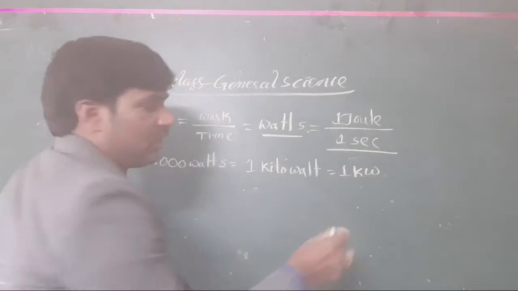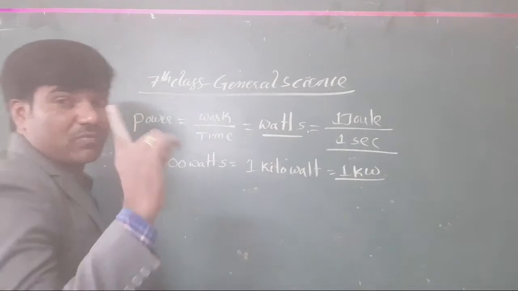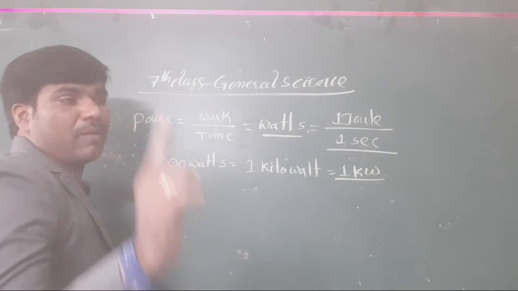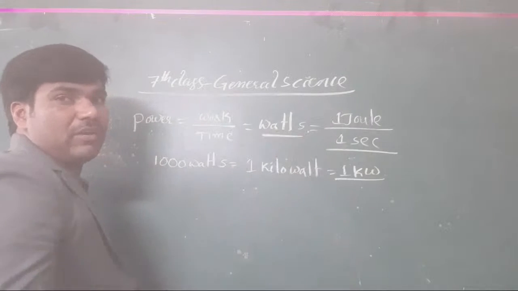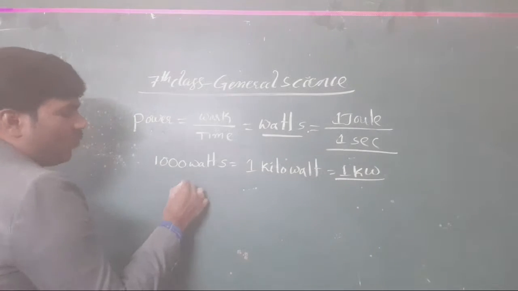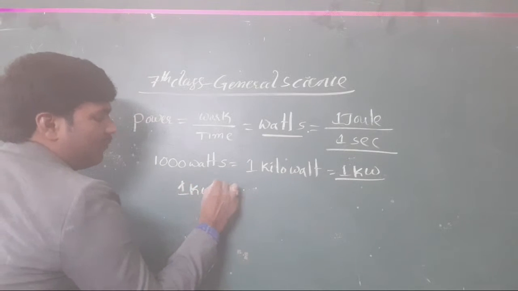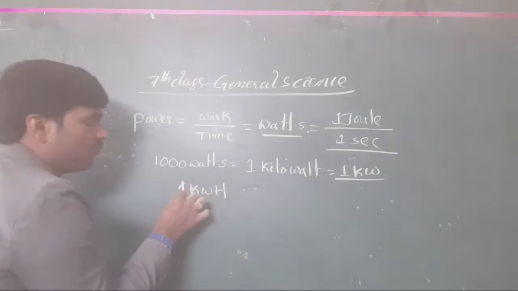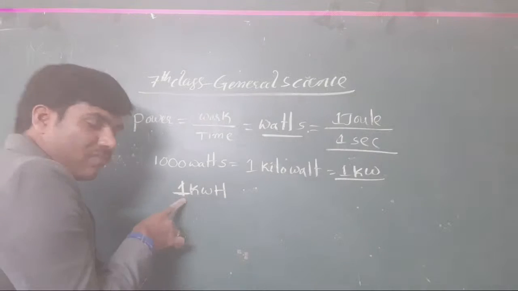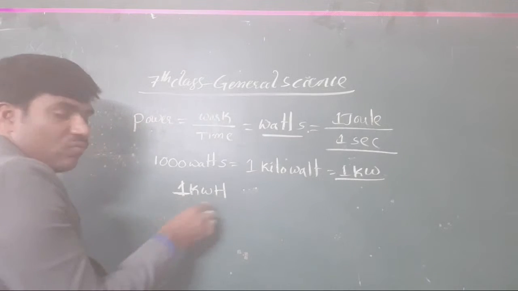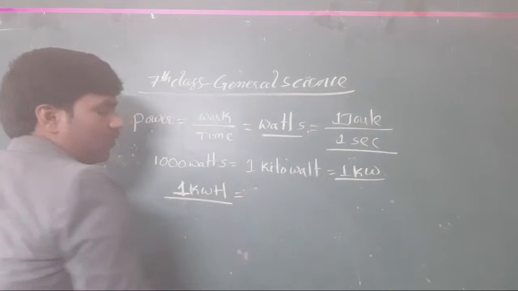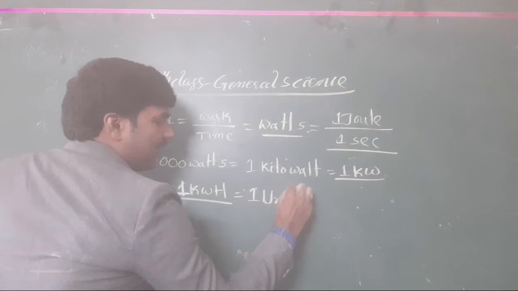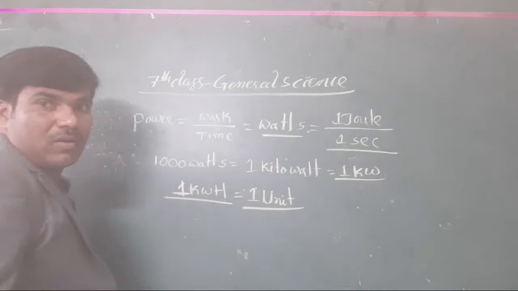If this 1 kilowatt of work is done for 1 hour, it is treated as 1 unit for measuring the power, whatever is given by the government. That is called 1 kilowatt hour. That is called 1 unit. It is treated as 1 unit. Clear or not, all of you?